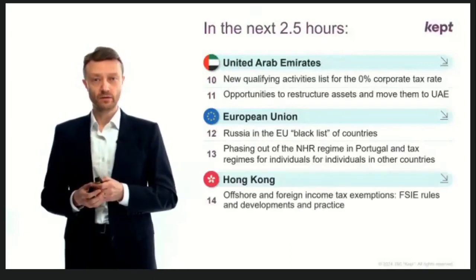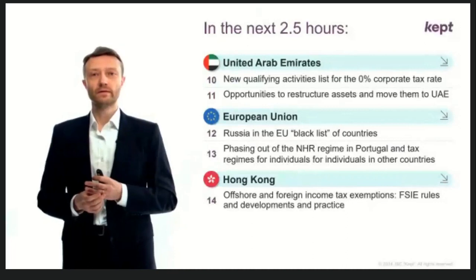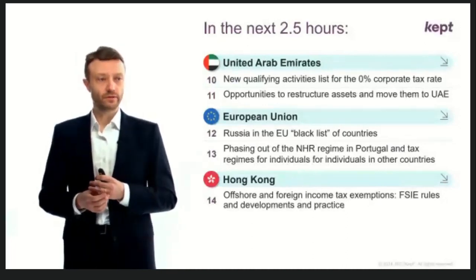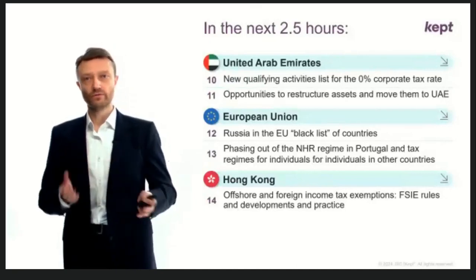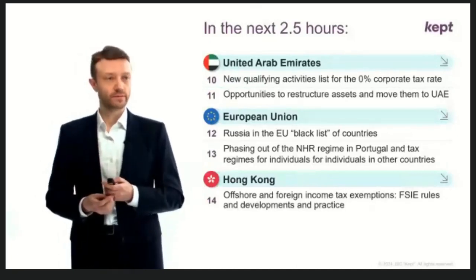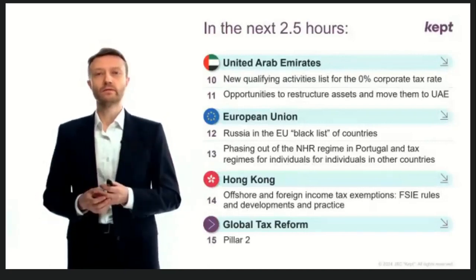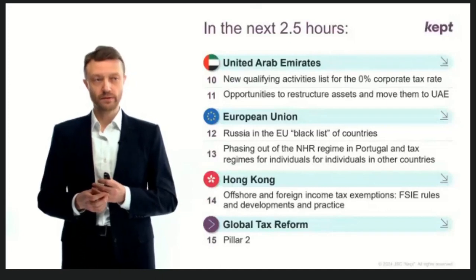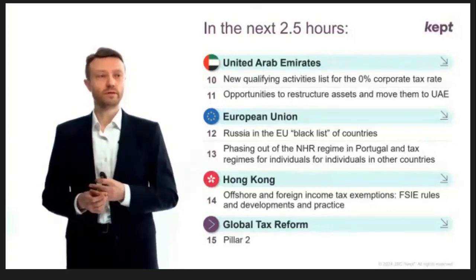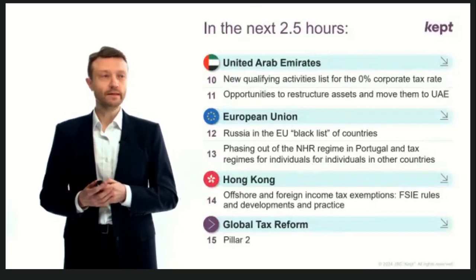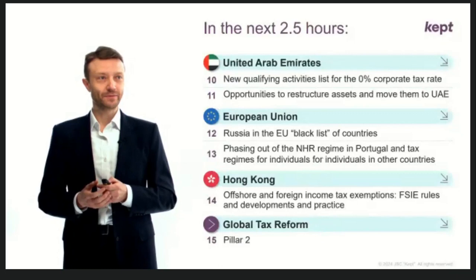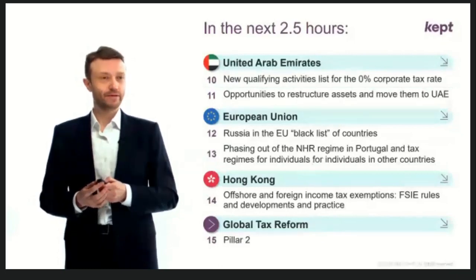Hong Kong, and there a colleague of mine, Ksenia Shugalko, will step in and discuss changes in Hong Kong, especially exemption of income and developments in this respect. And we'll finish by talking about the global tax reform and Pillar 2, which will be addressed by Ksenia as well. So this is the plan. As you can see, the agenda is quite dense, I would say. This is why we should not spend any more time and move on to the first part.